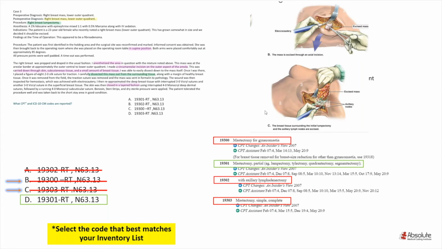Okay, thank you. Mr. Sandeep, hi. We need to clarify something. The correct answer is 19301 modifier RT, N63.13. On one slide it was A and on this one it was D. So if you picked 19301 modifier RT, it is correct. Oh, I'm sorry, I'm absolutely sorry on that one. I'm sorry, Miss Josie. Okay, thank you so much.